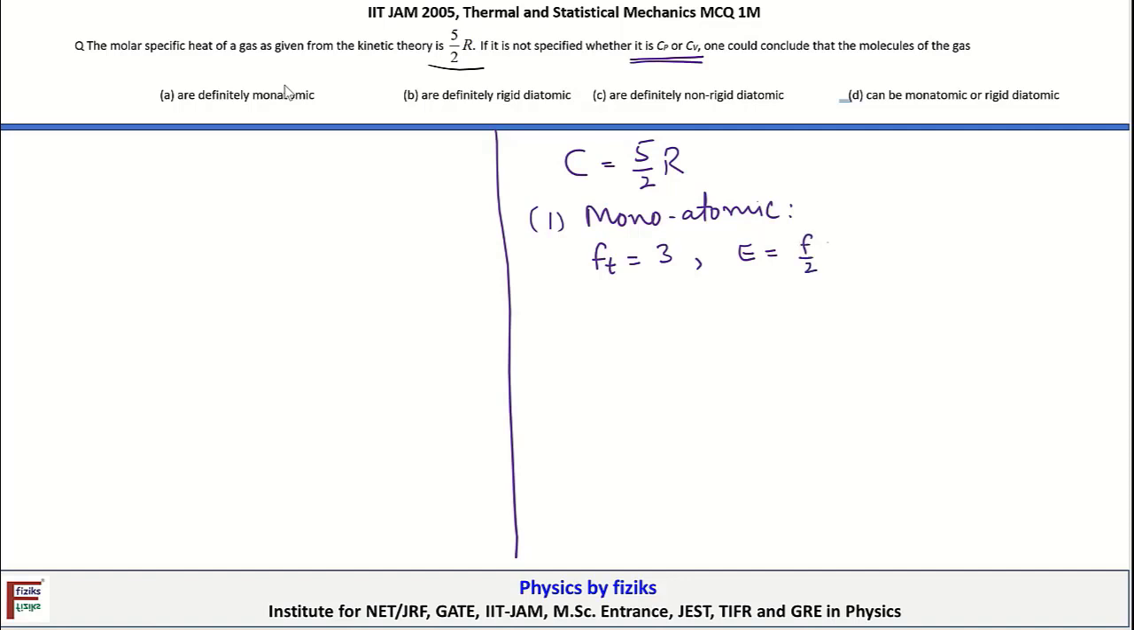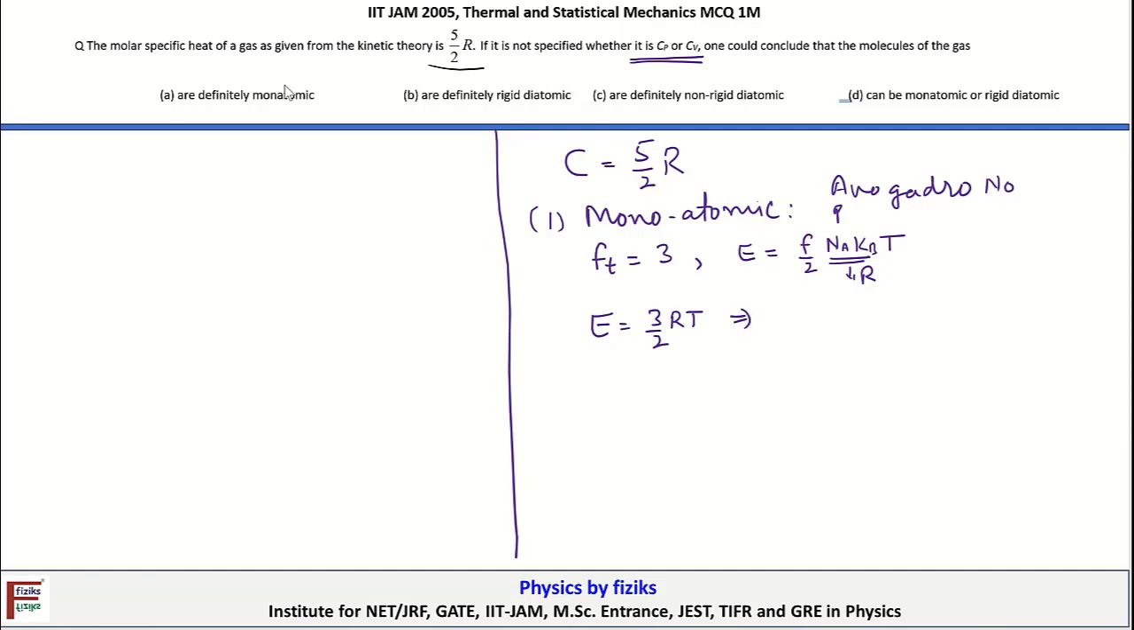F/2 N_A k_B T. That's per mole. Here F is equal to 3, and N_A is the Avogadro number. This product N_A k_B will give us R. Therefore the average energy per mole for a monatomic gas is equal to 3/2 N_A k_B T, that is, 3/2 R T.